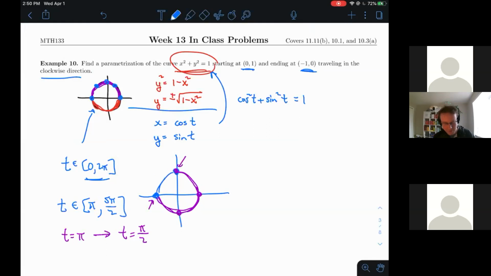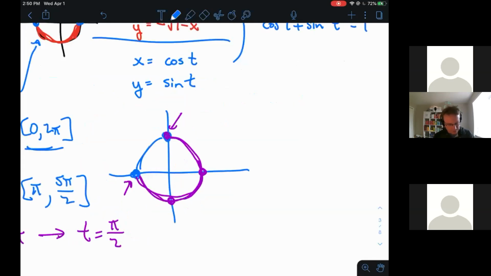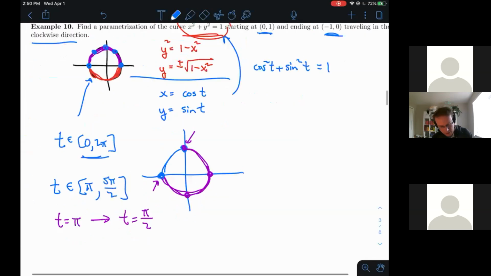So yeah, sorry, I mixed up. I just saw clockwise and I thought I threw the first bit completely out the window. So yeah, we want to start at (0, 1) and we want to end at (-1, 0) going clockwise. So let's see, I want to go this way around.